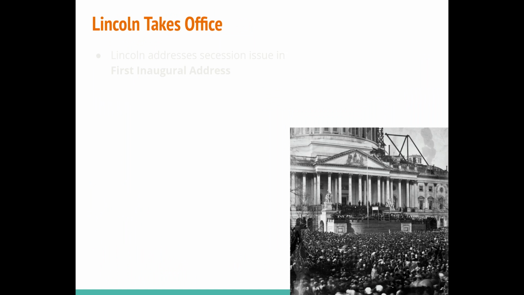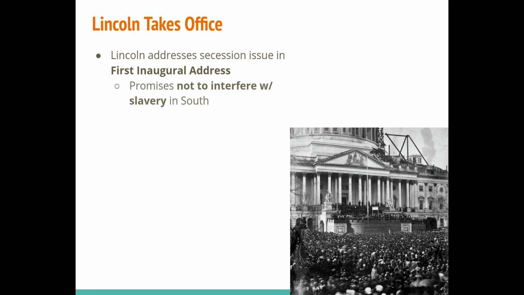All right, so let's talk about Lincoln taking office. Lincoln has to address the issue of secession in his first speech to the country, in his first inaugural address, right? These people have quit since he's been elected, and so he's got to make some kind of comment about it. And so he promises to not interfere with slavery in the South. He says he wants to stop it expanding west. That's the official Republican Party platform. But he says, look, I'm not going to take slaves away. He's like, I promise, that's not my goal.